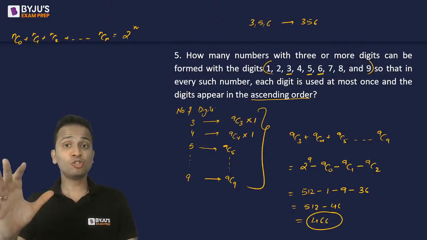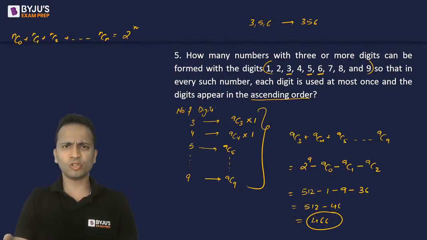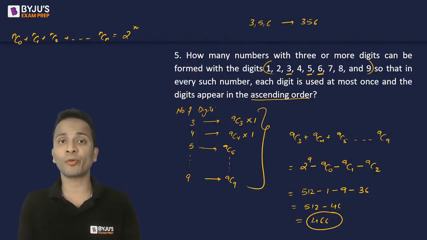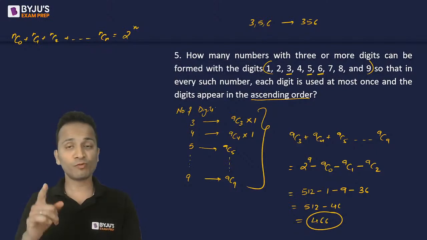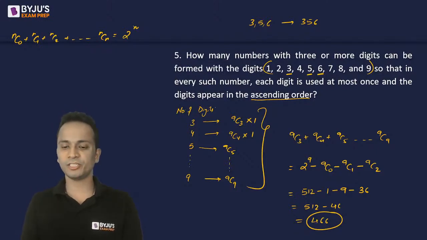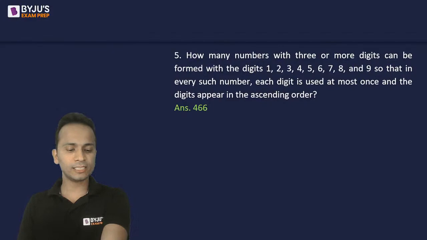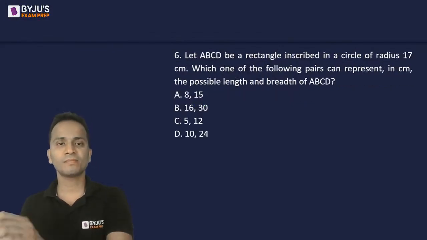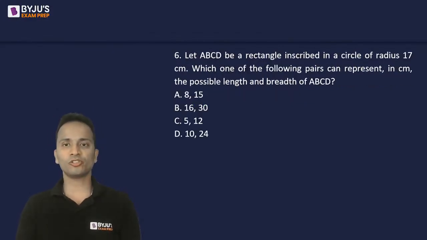All right, Ajay, please don't be sorry. You should not be sorry, but you must learn from your mistakes. It will definitely help you in CAT examination, right? So the correct answer here is 466. Question 6 on your screen now.